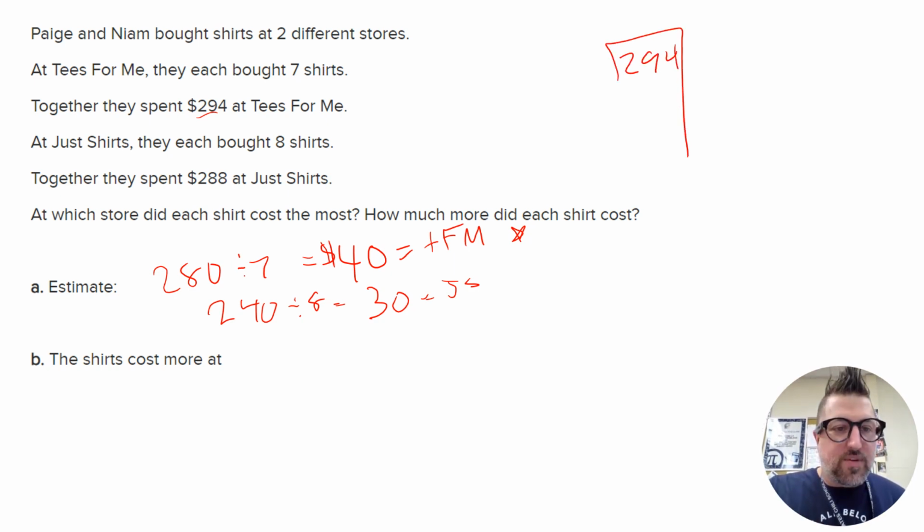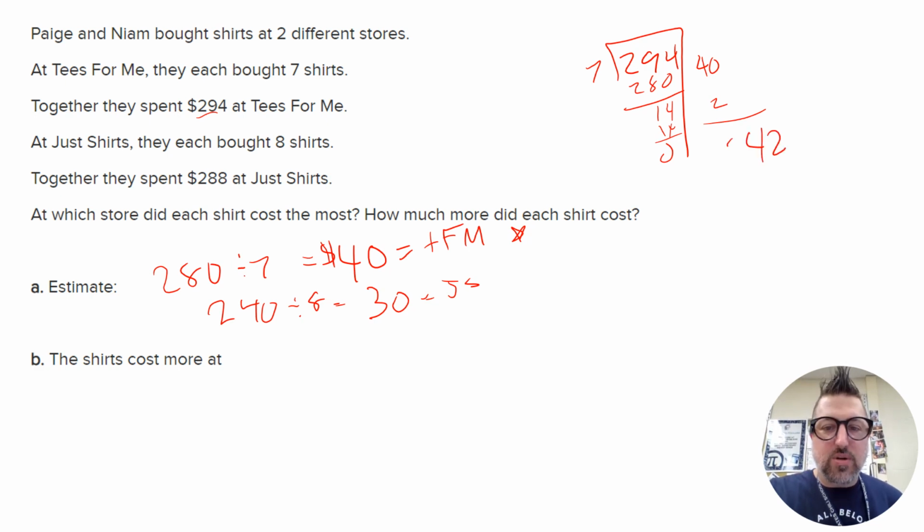294 divided by 7. All right, into 290, if I have $40, 40 times 7 gives me $280, leaves me with 14. I'm going to spend another $2 to get that. 2 times 7 is 14, leaves me with a 0, and I get $42 is the cost of a t-shirt at Tees for Me.